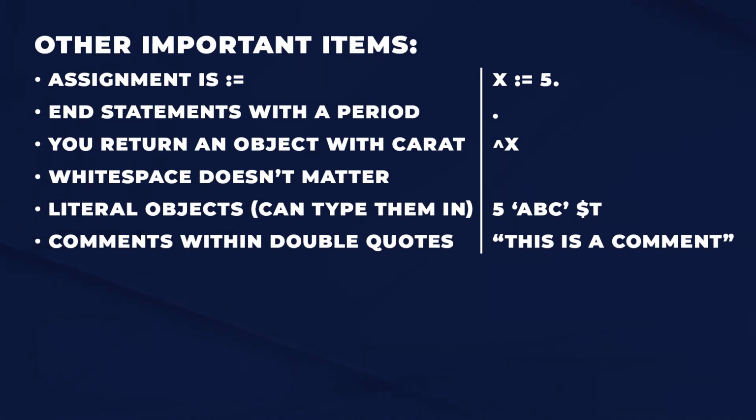If you want to return an object, remember you send a message, you get an object back, you can return an object from the method with the caret. So this says return x. White space doesn't matter, so you can have it all on one line or spread out if there was some reason. Literal objects are things that you can type in. 5, the string ABC, the character uppercase T, and comments in your methods are done with double quotes.